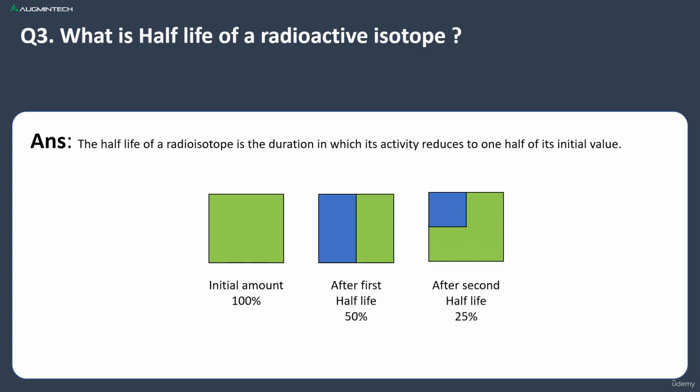You can see that its initial amount is 100% and after the first half-life it remains only 50% and after the second half-life it is 25%. You can also give an example such as that of cobalt 60. The radioactive isotope cobalt 60 has a half-life of 5.26 years. This means that after this interval, a sample originally containing 8 gram of cobalt 60 would contain only 4 gram of cobalt 60 and would emit only half as much radiation.